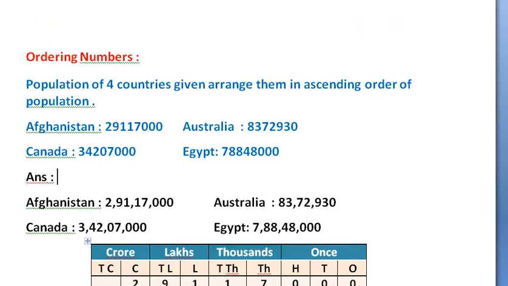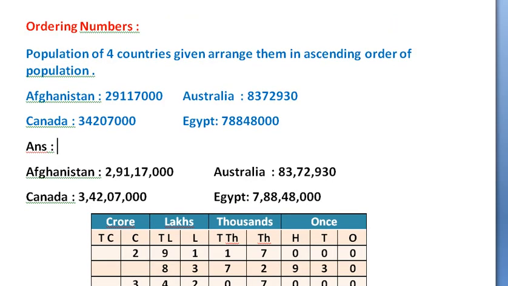So, what is meant by ordering numbers? Ordering numbers means arranging the numbers in a given order. Ordering means arranging from smaller to greater and greater. This is known as the increasing order. In increasing order, we are arranging the numbers from smaller to bigger. And in decreasing order, that is descending order, we are arranging the numbers from the biggest one, then smaller and smaller, to the smallest one.